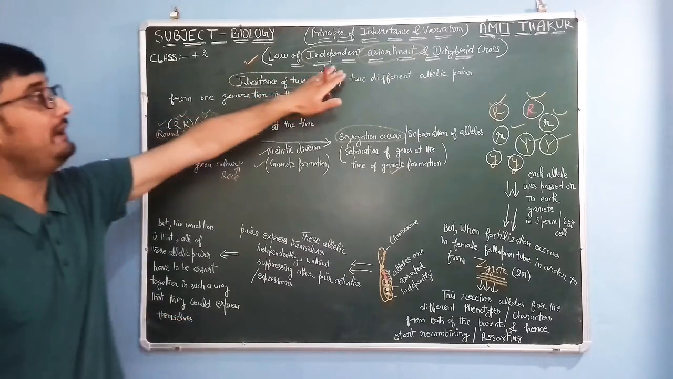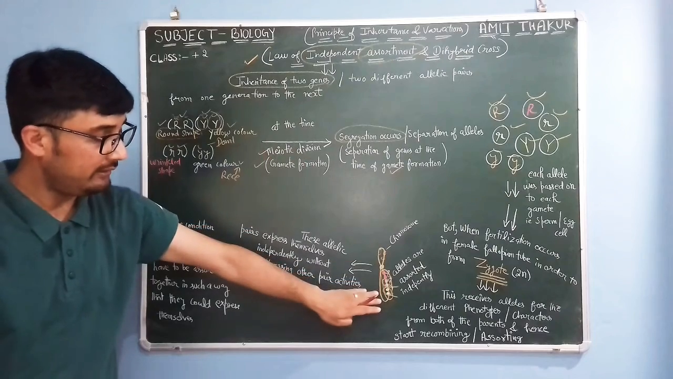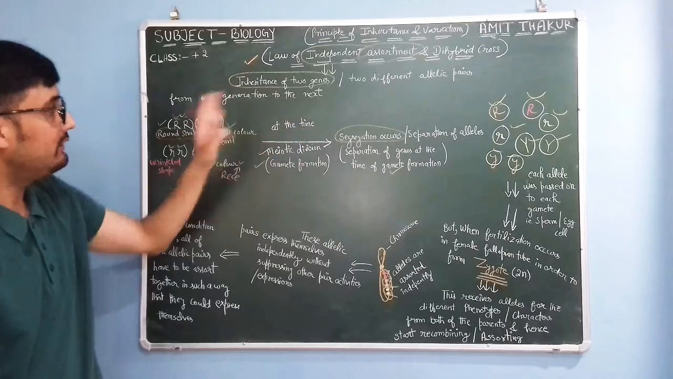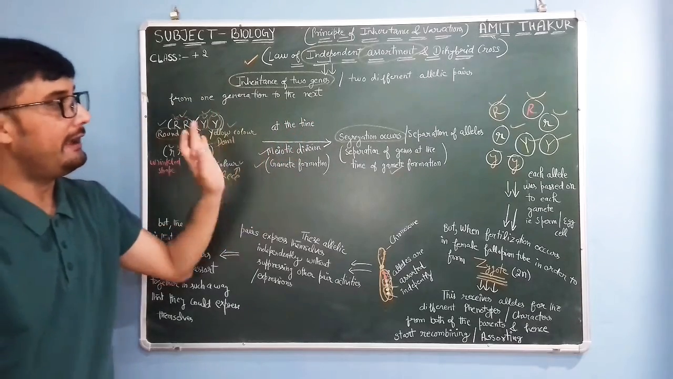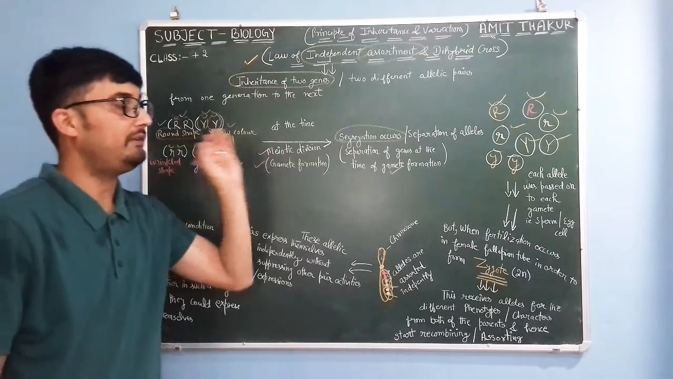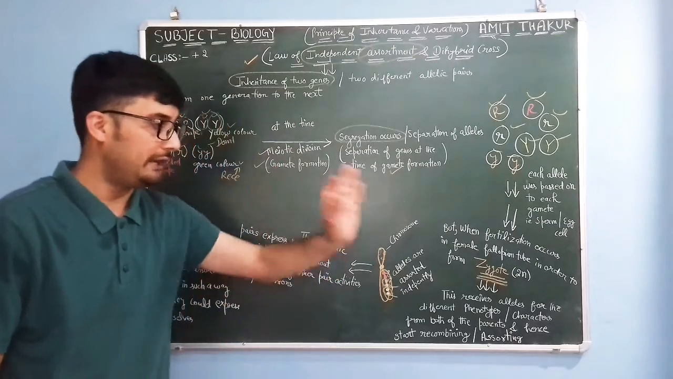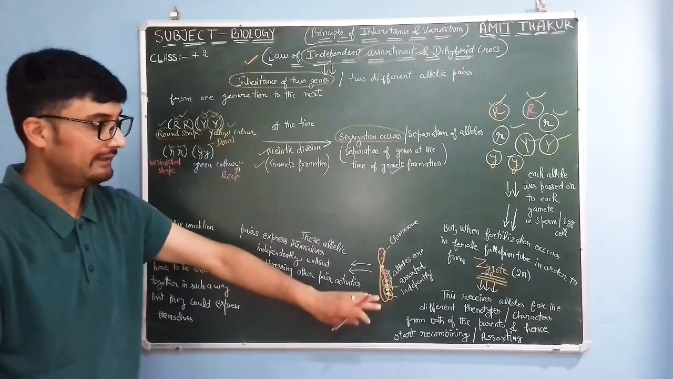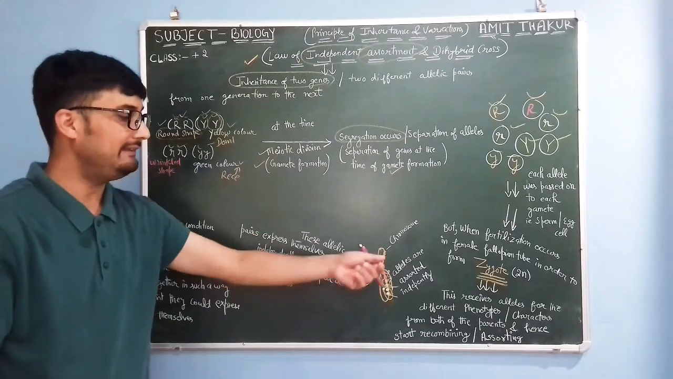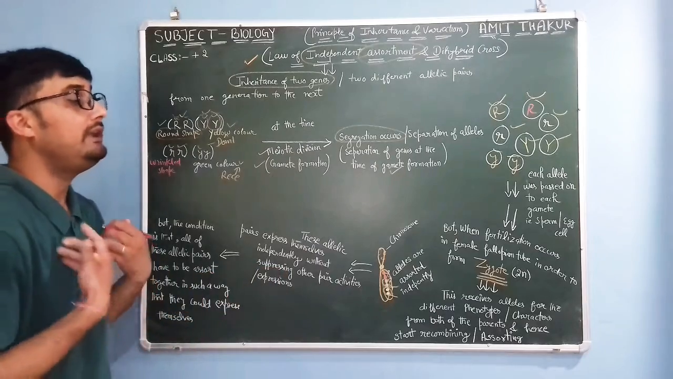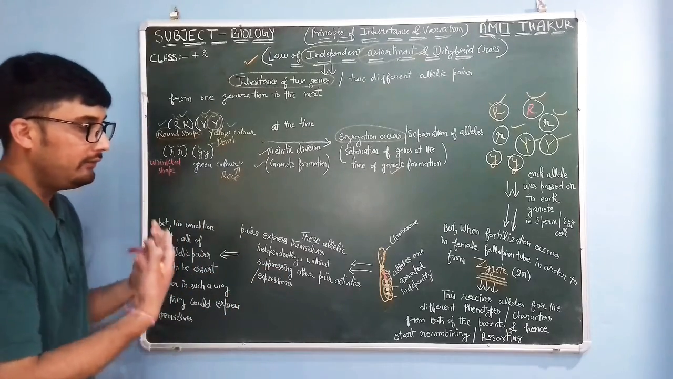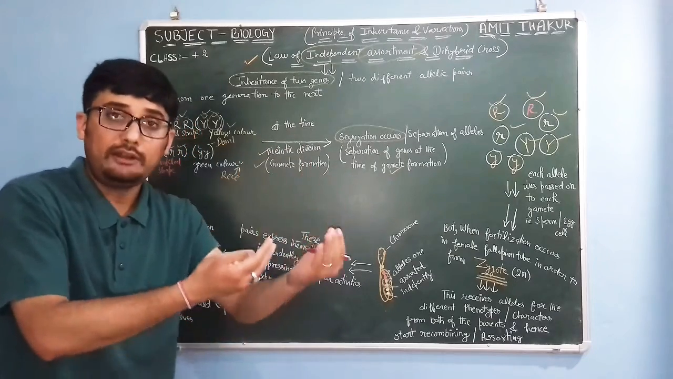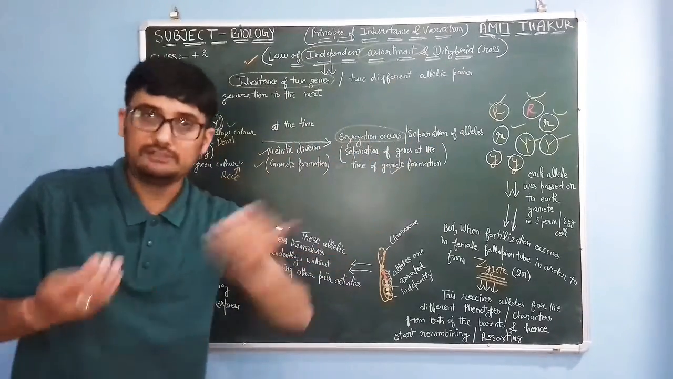So independent assortment, there is assortment taking place after the formation of zygote, separation during the formation of gamete, and when the male and female gametes get fertilized, zygote is formed, and the recombining of these alleles, assortment of these alleles on this chromosome, and these allelic pairs now would express themselves independently without interfering with the expressions of other allelic pairs which are assorted together just near to the first allelic pair.